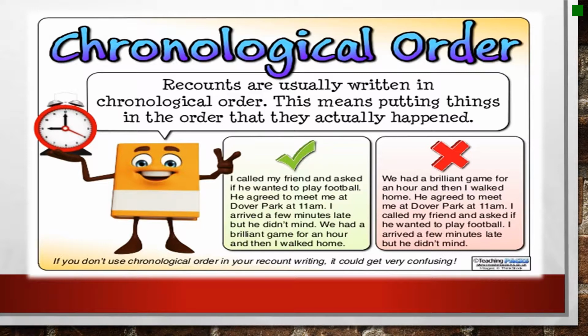So let's look at the example here on the left with the green check mark. I called my friend and asked if he wanted to play football. He agreed to meet me at Dover Park at 11 a.m. I arrived a few minutes late, but he didn't mind. We had a brilliant game for an hour and then I walked home. So the writer is saying what they did first, and then what they did next, and then after what they did. It has an order to it.